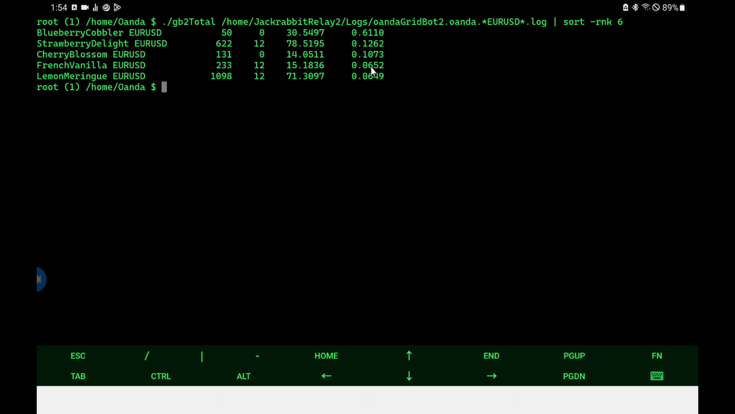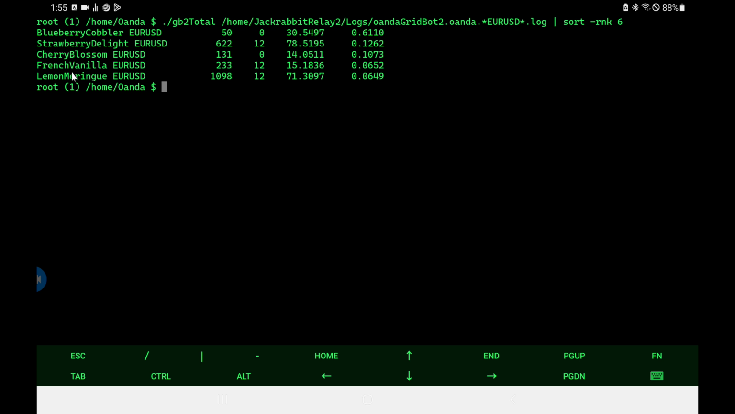Now, in looking at this, there's a lot of interesting things that really stand out. But before we get into the details, you can find the charts, the statistics, and the configurations of each of these accounts in the results areas of the Jackrabbit support server, and I will leave a link in the description below. Let's start first with French Vanilla.